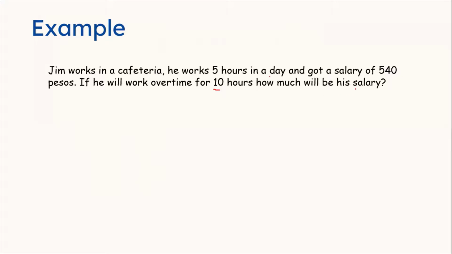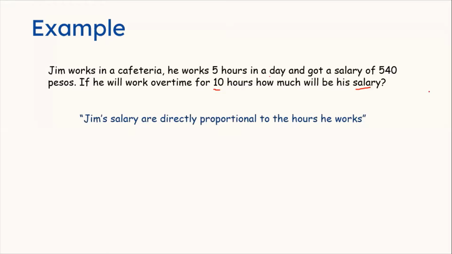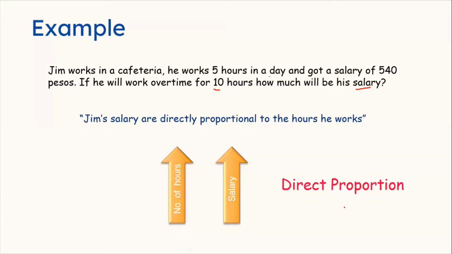What will happen to his salary? Will it increase or will it decrease? Of course, since the number of hours becomes higher, the salary will also become higher than 540. So this one is an example of the direct proportion. It's because if the number of hours increases, the salary will also increase. So Jim's salary is directly proportional to the hours he works. This is an example of a direct proportion.